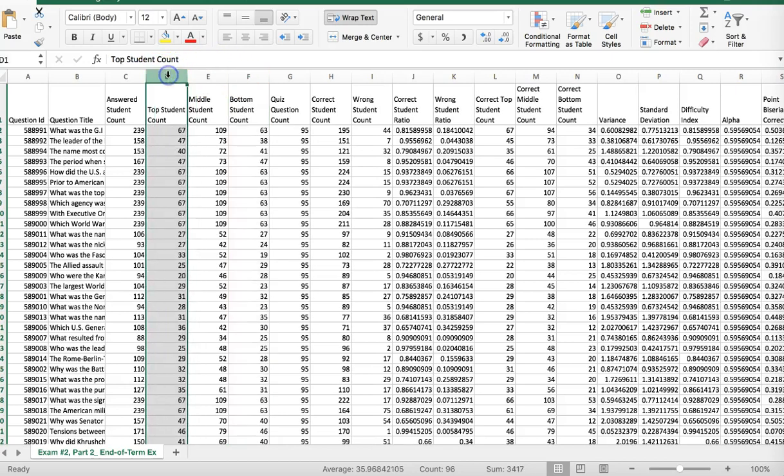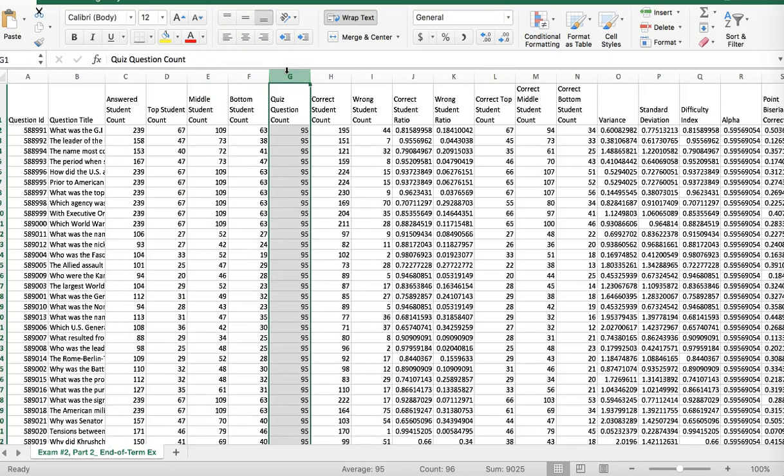Because essentially, the discrimination index or the point biserial is a correlation between how well you scored on the exam and how well you scored on that question, and how good of a predictor it is for your student success. So if you got that question wrong, what's the correlation for you also doing poorly on that exam? The point biserial is just another iteration of the Pearson correlation coefficient.